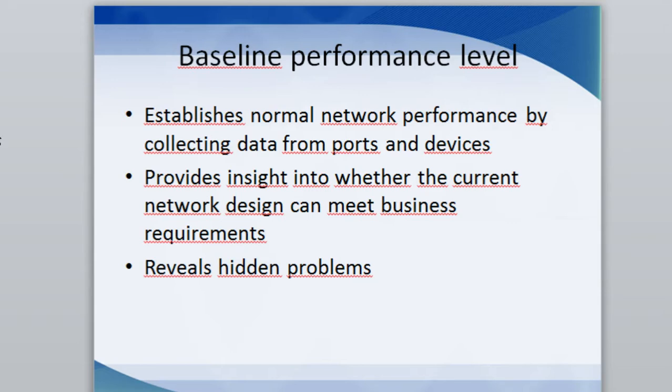What do I mean by this? The baseline performance level establishes your average network performance by collecting data from several ports and several devices inside your network. And this way you can see if your current network design can meet the business requirements that you have planned. And an important part here that may not be that clear is that it reveals hidden problems. Now, what does revealing hidden problems mean?